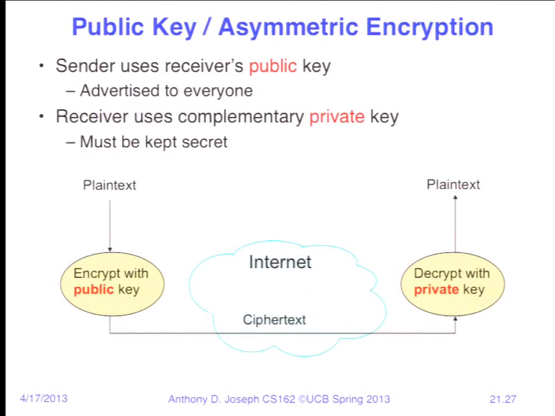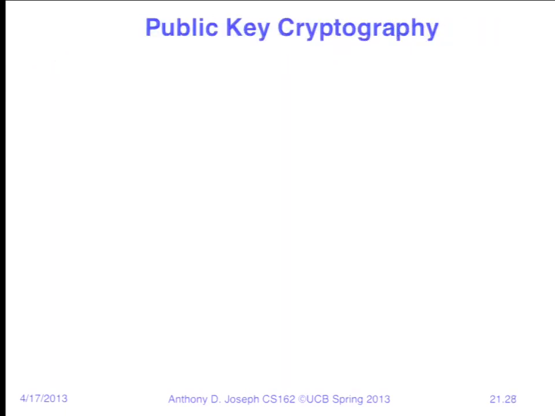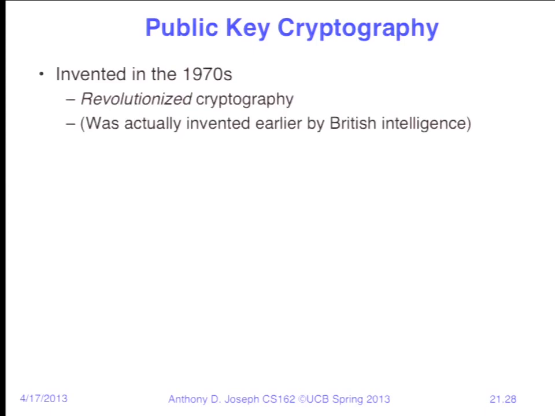So how is this used? The sender uses the receiver's public key, which is advertised to the entire world. They encrypt the message with that public key. They can now send it as ciphertext across the internet. No one can decrypt it except for the receiver, who has this secret private key. Right? They can decrypt it. So public key cryptography was invented in the 1970s and revolutionized cryptography, because now you didn't have to actually have these two parties come together and share a key before they could communicate securely.